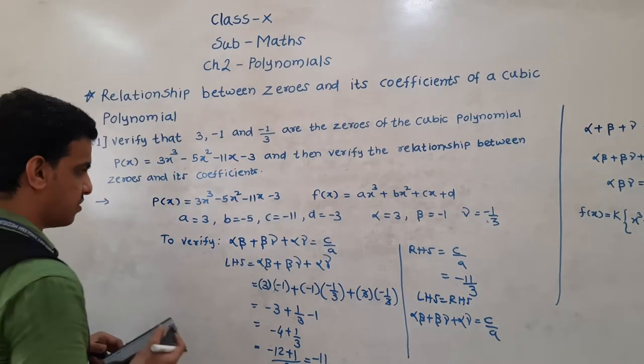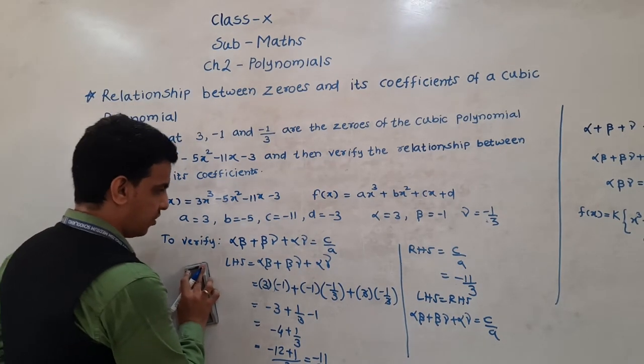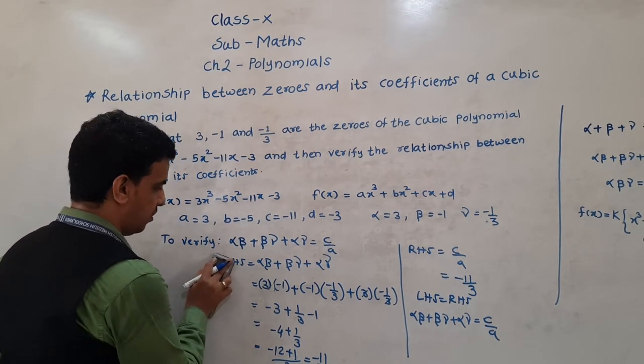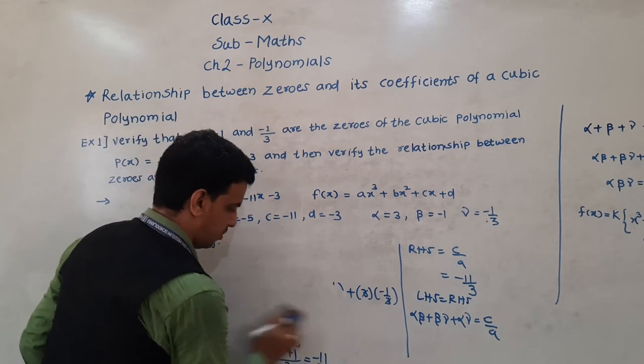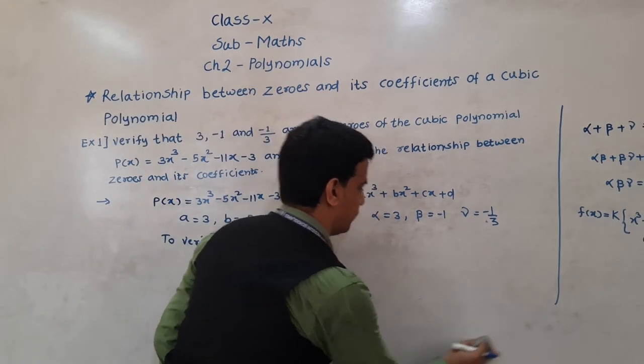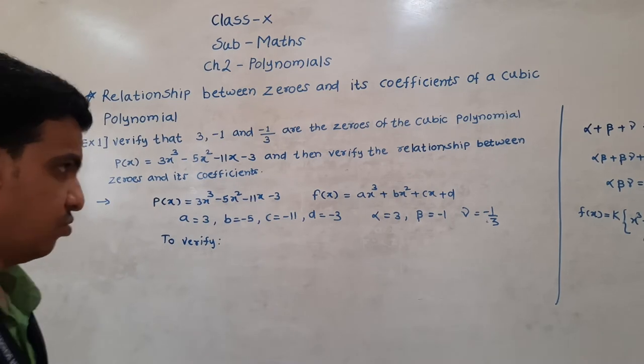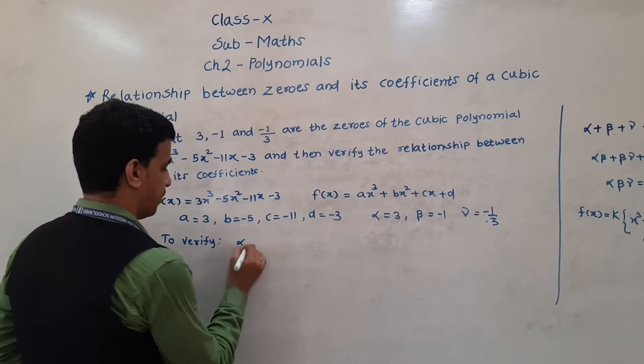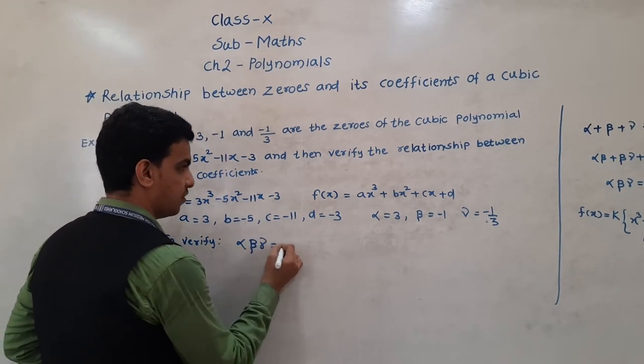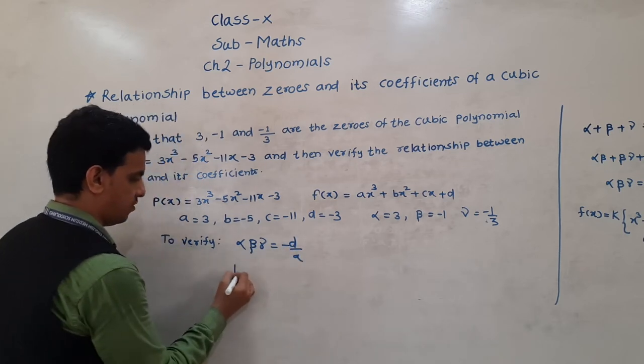Similarly, we have to verify the third relation. Now I am rubbing this one. The third relation is the product of the zeros. So alpha beta gamma is equal to minus d by a.